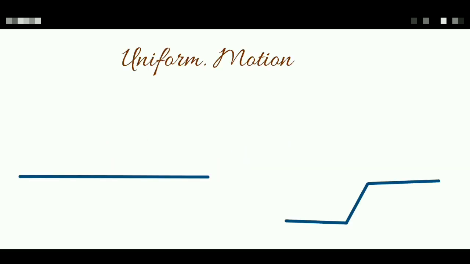Before defining acceleration, just recall uniform motion. Student, there are two pictures. In picture 1, you can see a straight line. Suppose these are cross sections of this straight line. Now suppose in each cross section, 10 meters of distance is travelled within 1 second.